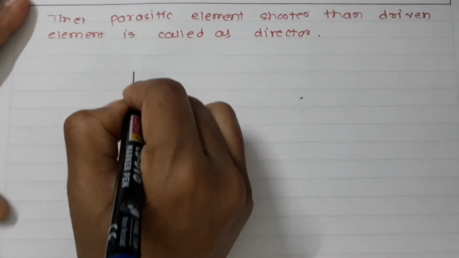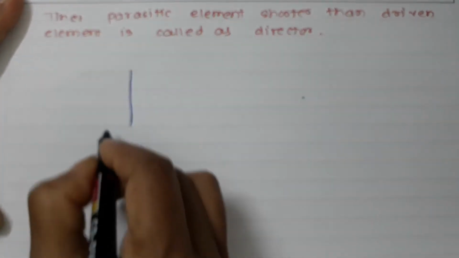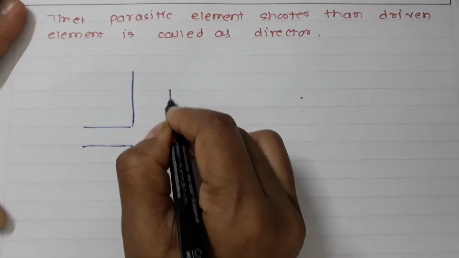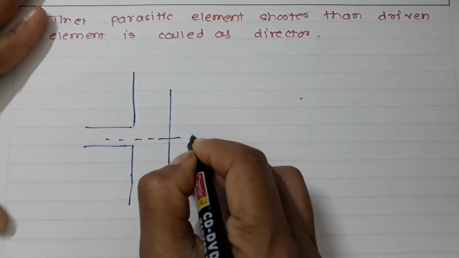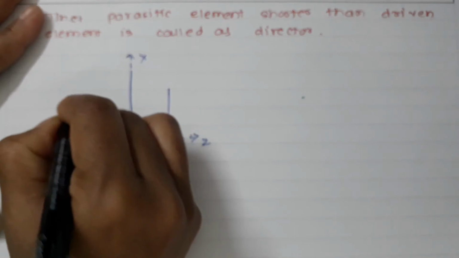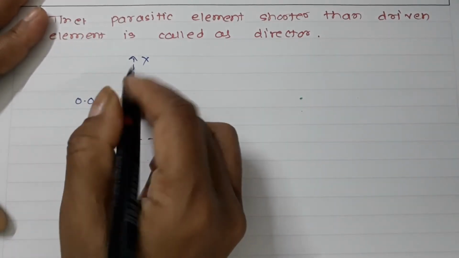Now this is your driven element. I have drawn this driven element over here. These are the feed points, and this is the shorter element which I have placed next to that one. So this is the Z direction, this is the X direction. As usual, we have 0.04 lambda.